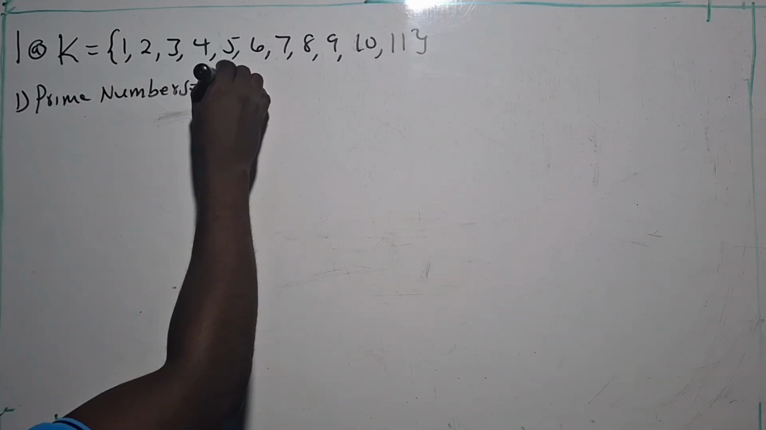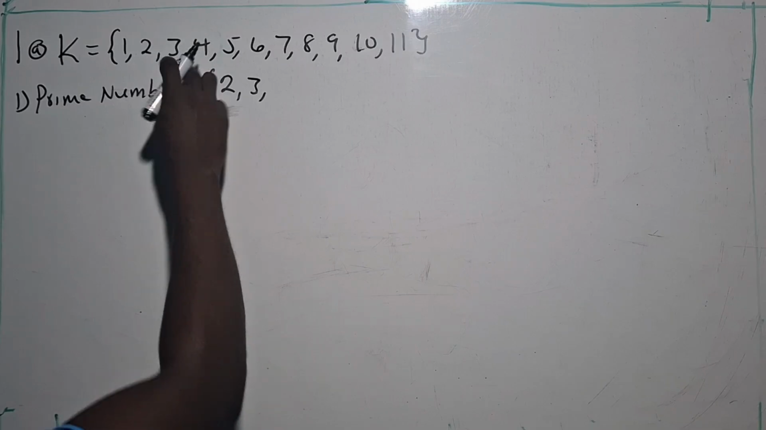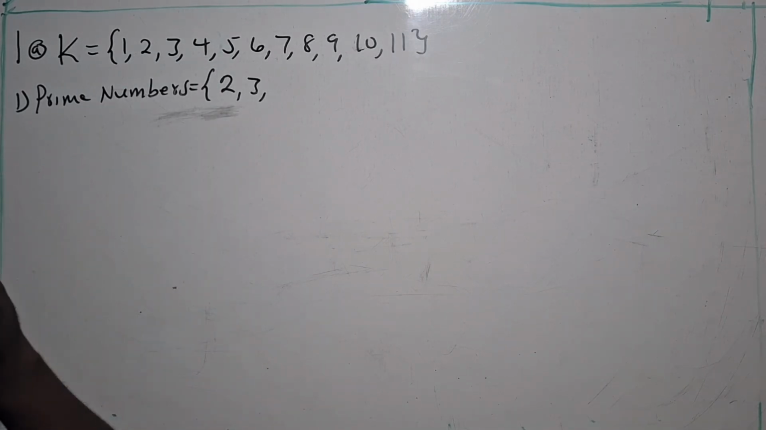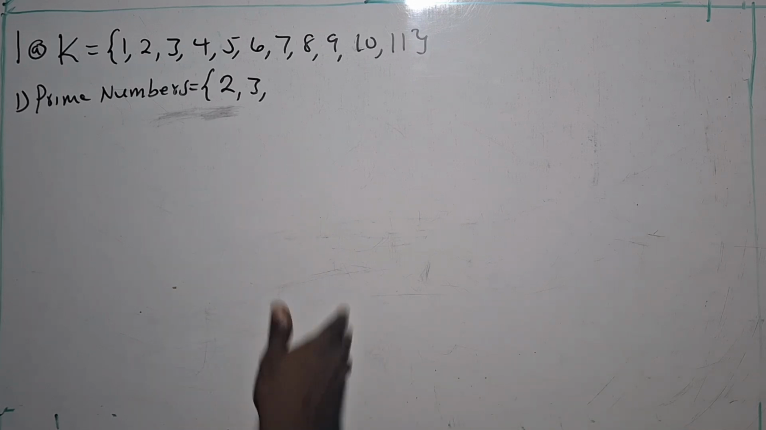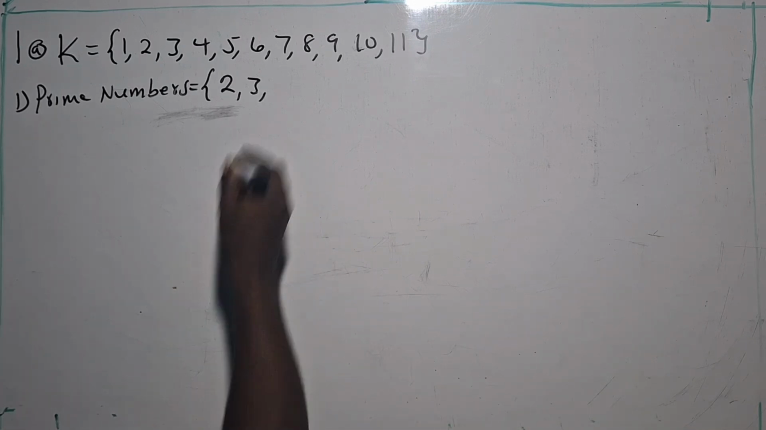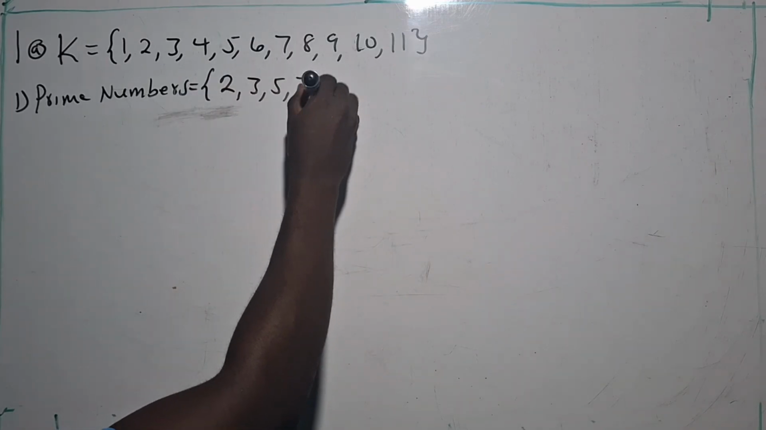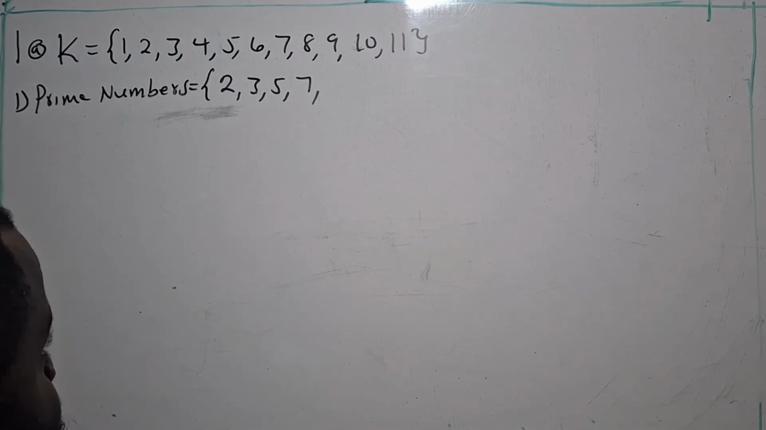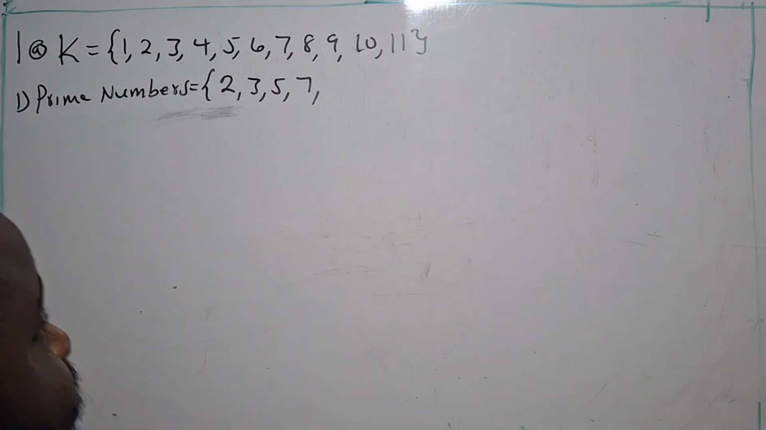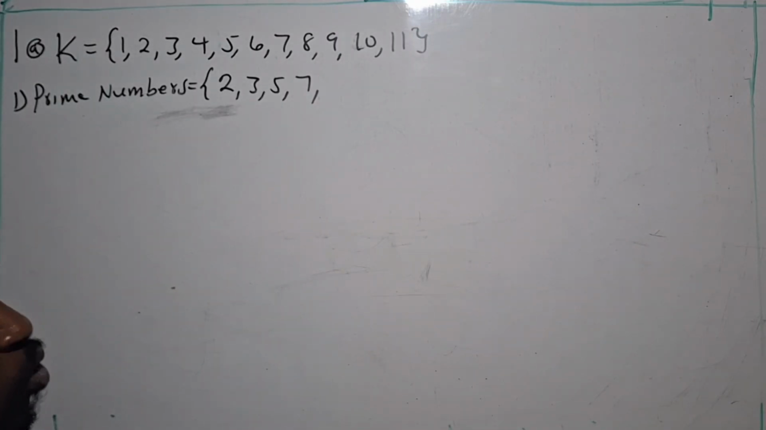2 is a prime number because the factors of 2 are 1 and 2. 3 is a prime number. 4 is not a prime number; the factors of 4 are 1, 2, and 4. 5 is a prime number. 6 is not a prime number. 7 is a prime number. Don't be confused. Most students think that since 3, 5, 7 are prime, 9 will be a prime number. No, 9 is not a prime number. The factors of 9 are 1, 3, and 9. So don't get confused on that.